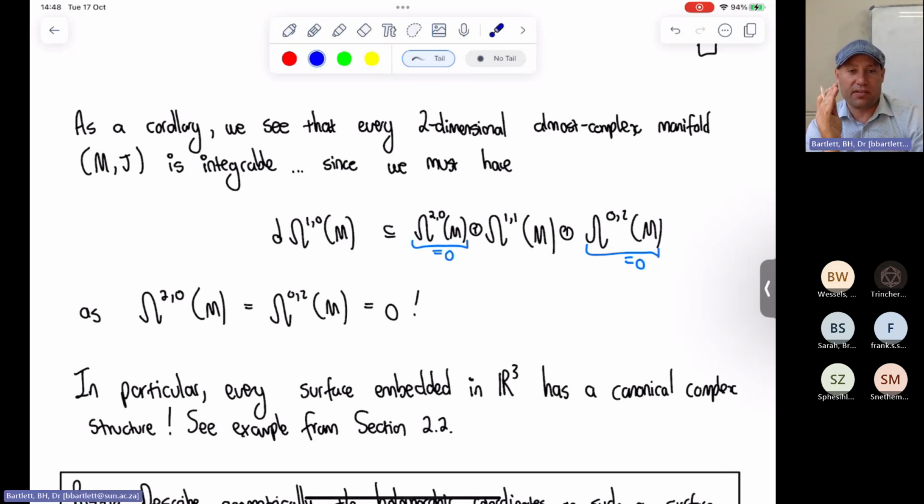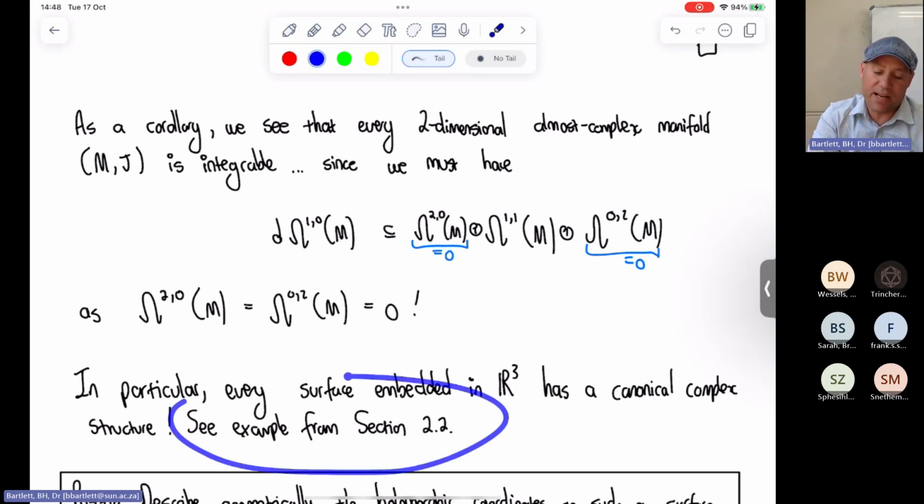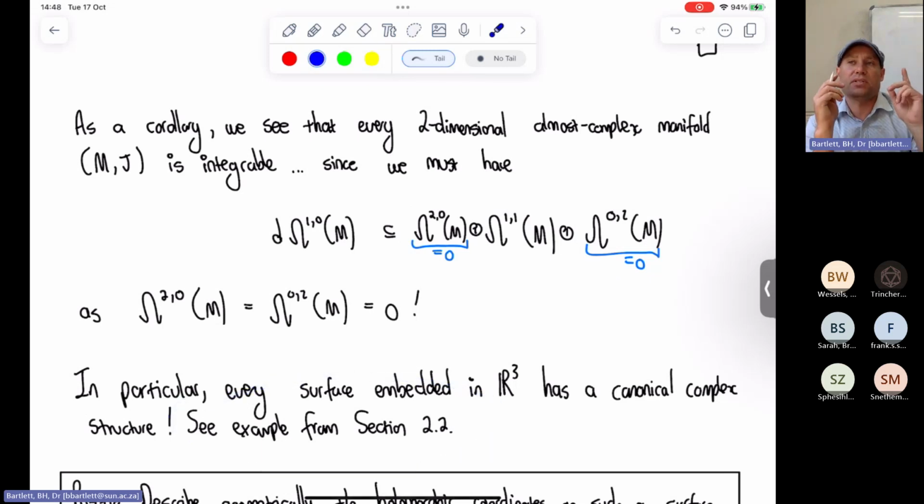So in particular, every surface, which is the way that I visualize surfaces, I think of them as living inside 3 dimensions, like a torus or a sphere or a donut. So every such surface embedded in R3 has a canonical complex structure. There are actually canonical complex coordinate charts that we can place on such a surface, which I think is very beautiful, right? So just remember, why is that the case? Well, because every surface embedded in R3 has a canonical almost complex structure.